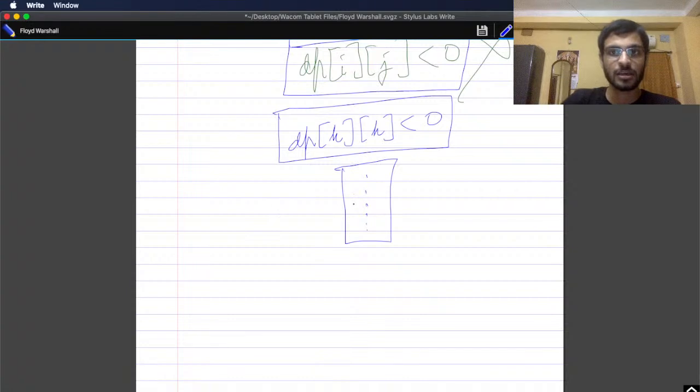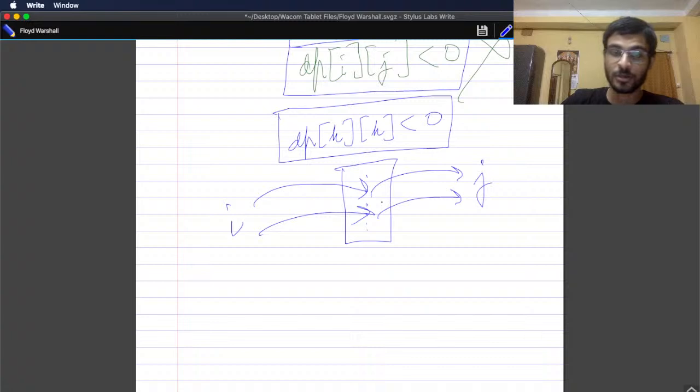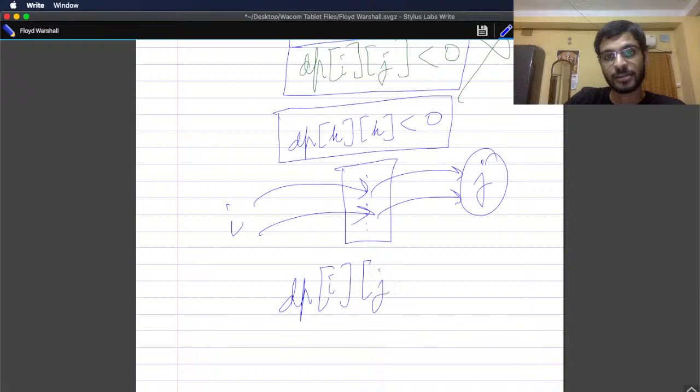Then find all the vertices which are reachable to these values. Find all those i's, and find all the j's which are reachable from these values. So find all the i's from where these values are reachable, and from these nodes find all the j's which are reachable. For all those cases, we can say that dp[i][j] is undefined. Why undefined? Because it can proceed up to minus infinity. So there is nothing defined, right?